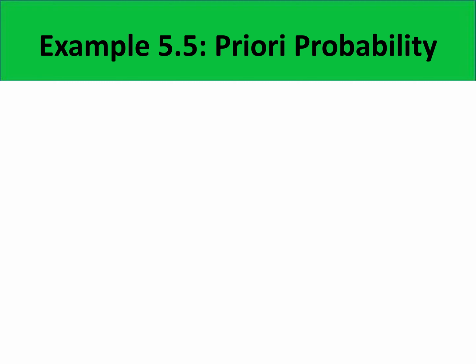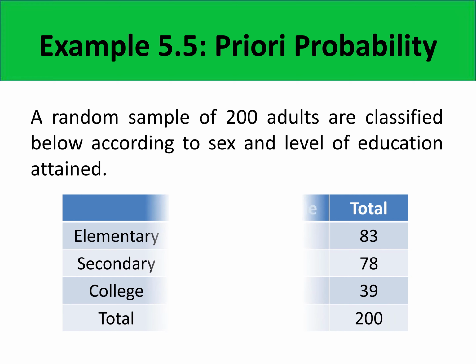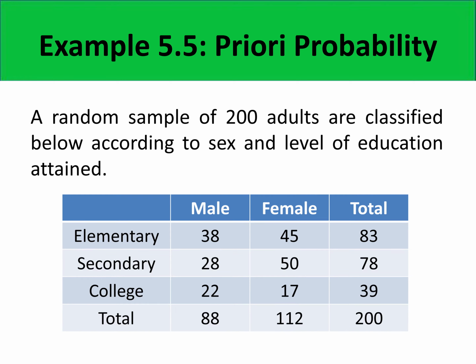Now this time, let us illustrate a priori probability using a contingency table. A contingency table is a table of frequencies that is based on 2 criteria. For example, a random sample of 200 adults are classified below according to the criterion gender and the criterion level of education attained. As you can see, the table contains the frequencies. And in this case, the sample space is the set of all 200 adults and therefore capital N is 200.